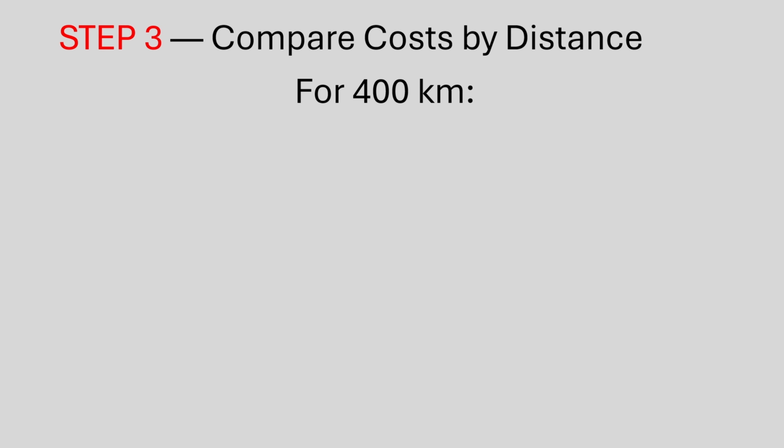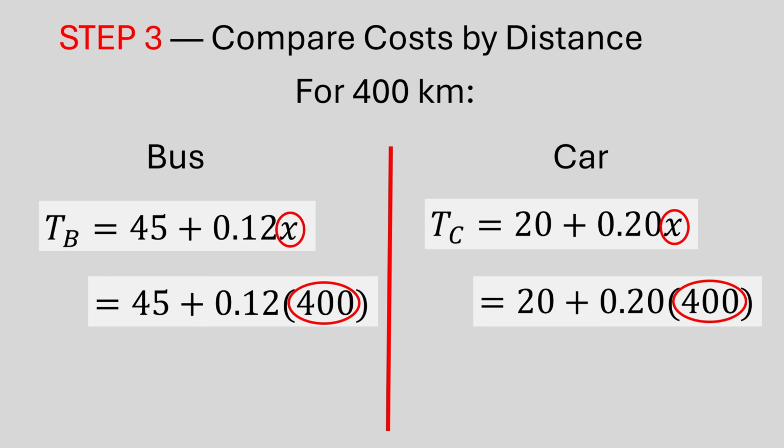For 400 kilometers, x equals 400 kilometers. If we simplify, the total cost for the bus trip is $93 and the total cost for the car ride is $100. So the bus becomes cheaper.